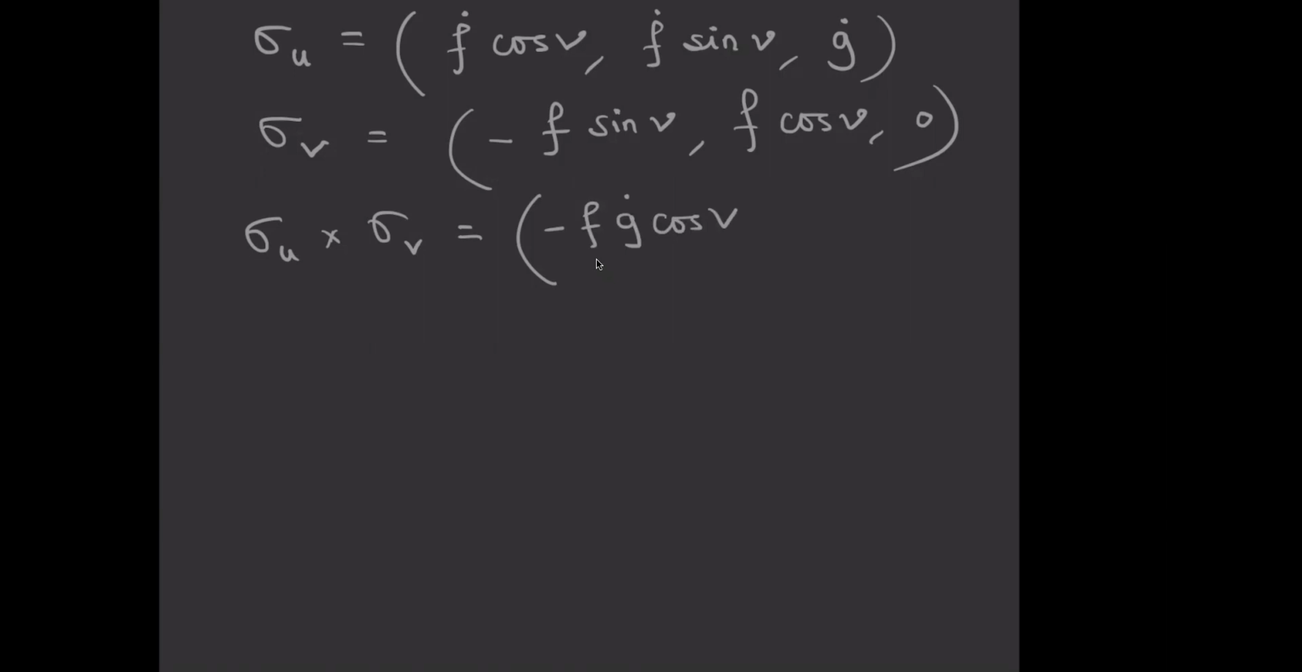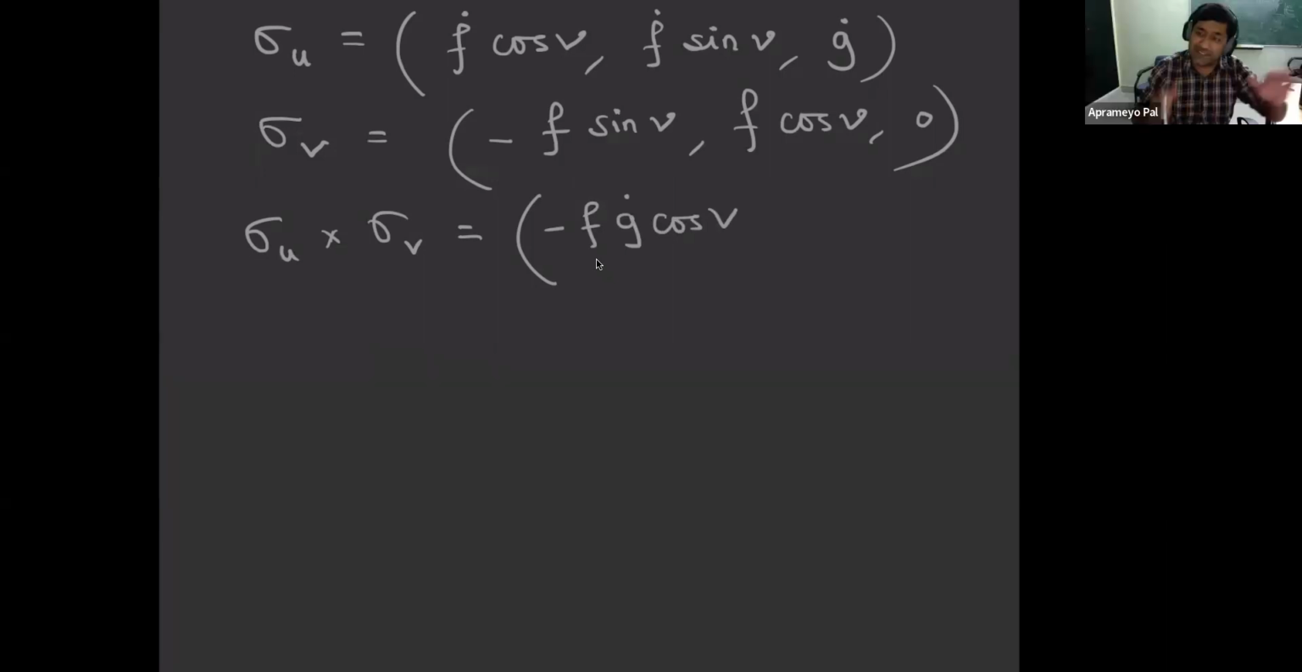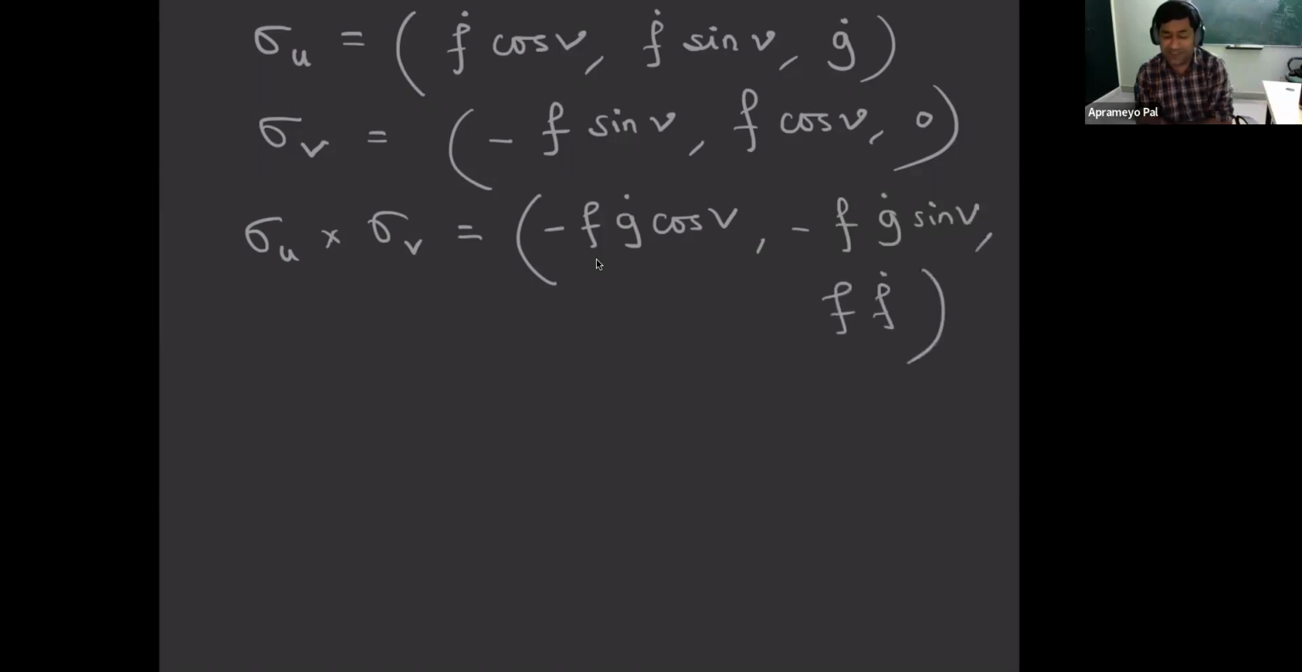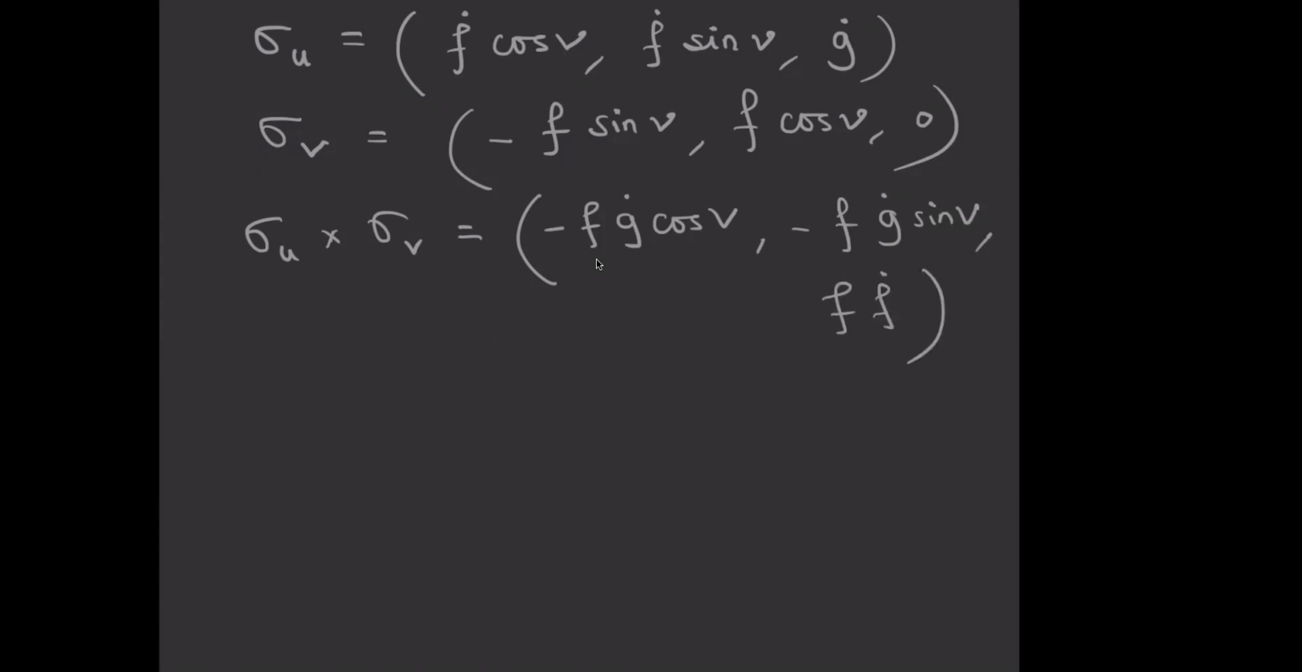Oh, okay, yes, right. I mean, you take the determinant of this other adjoint part. Similarly, for the second factor you have minus g dot sin v. And then for the third part it is f f prime. This is nothing complicated. You can just see.